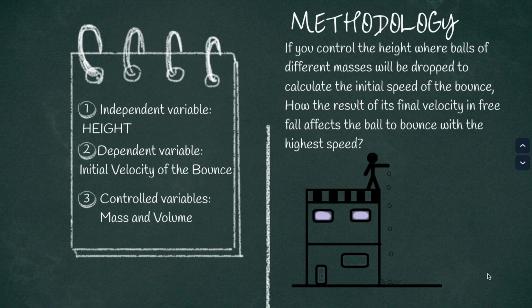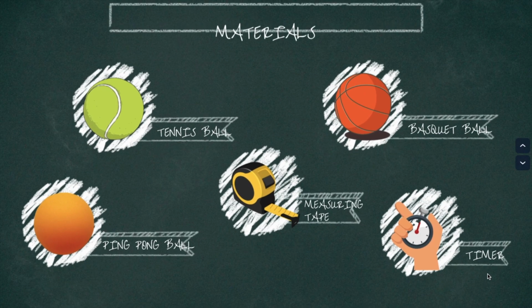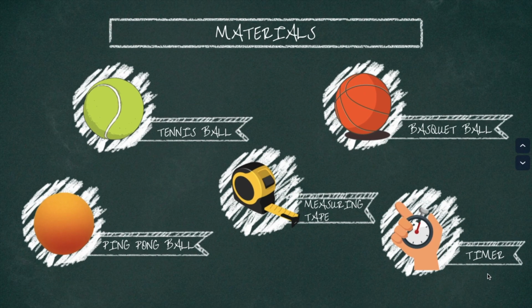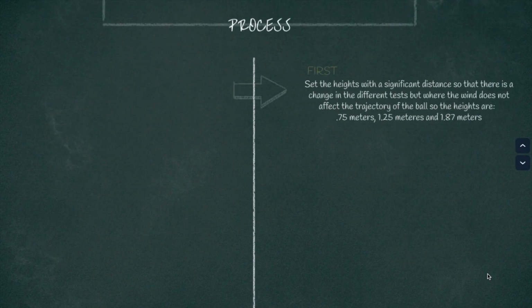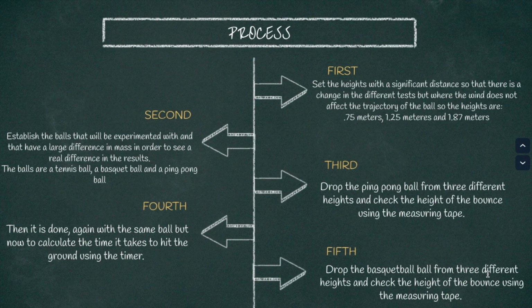If you control the height from which balls of different masses will be dropped to calculate the initial speed of the bounce, how does the result of the final velocity in free fall affect the ball to bounce with the highest speed? The materials we used for this experiment are a tennis ball, a basketball, a ping pong ball, a timer, and a measuring tape.